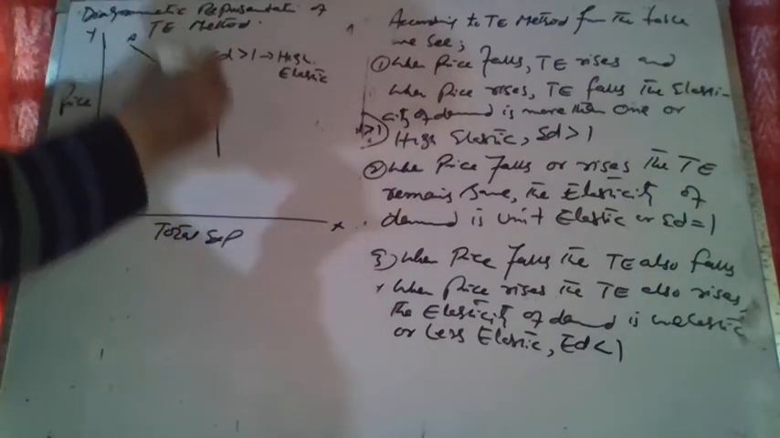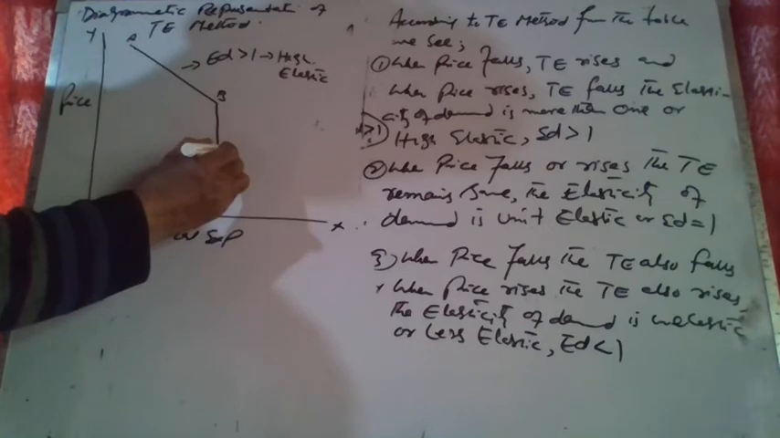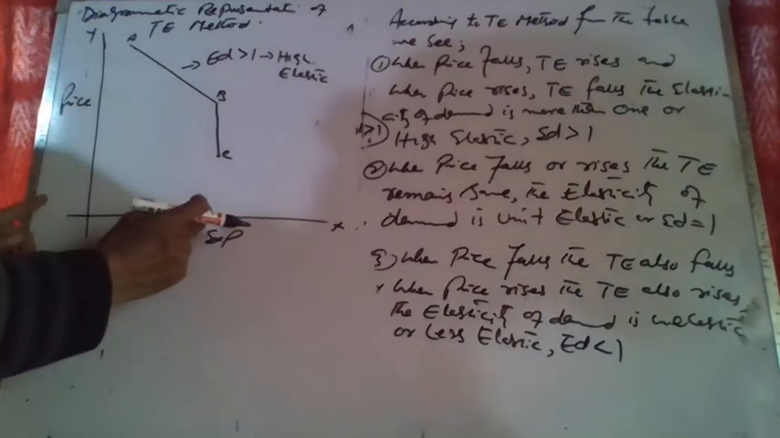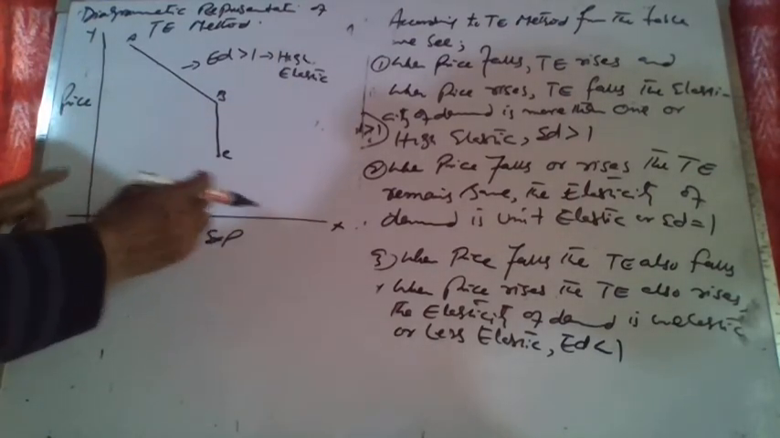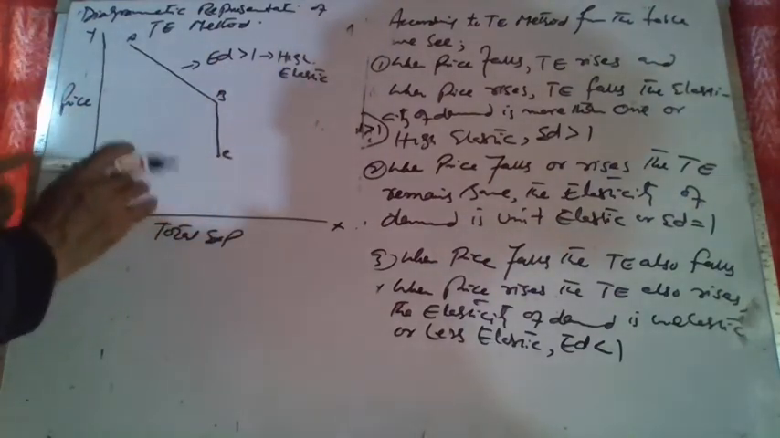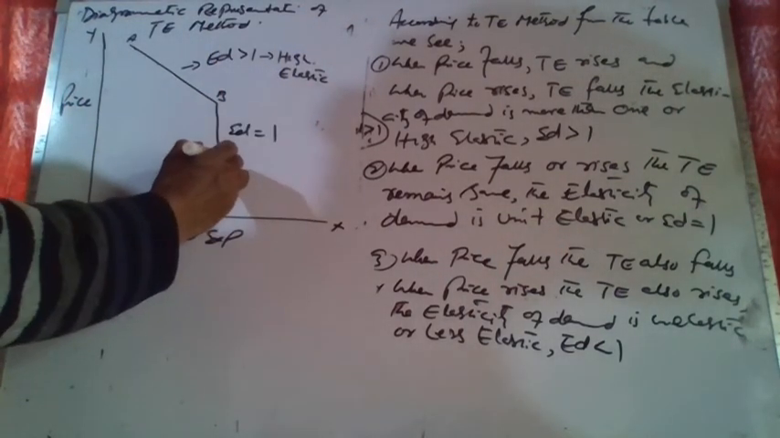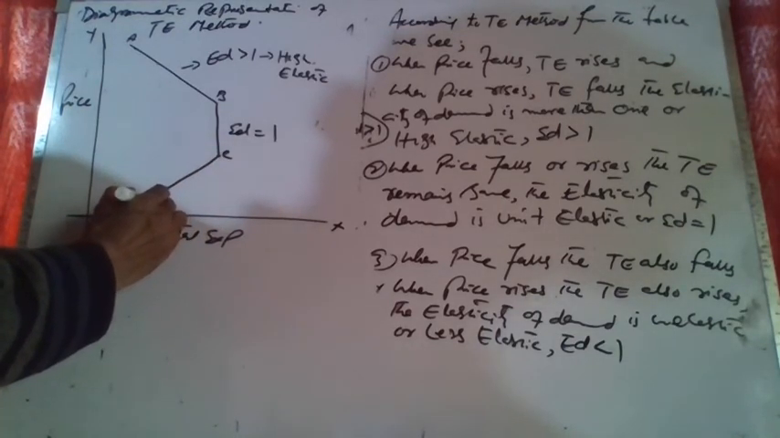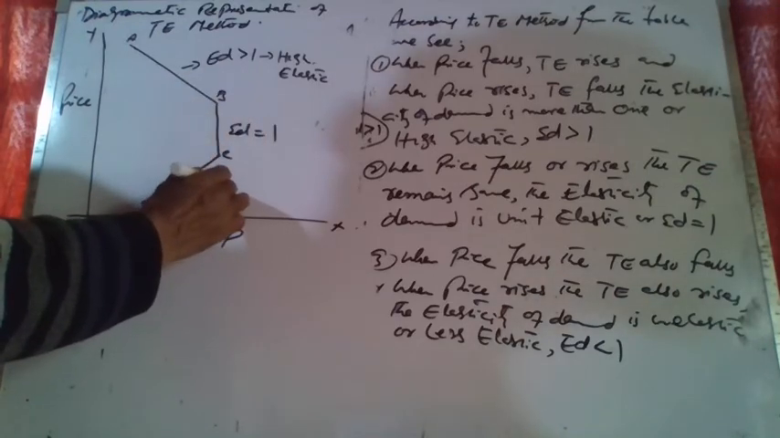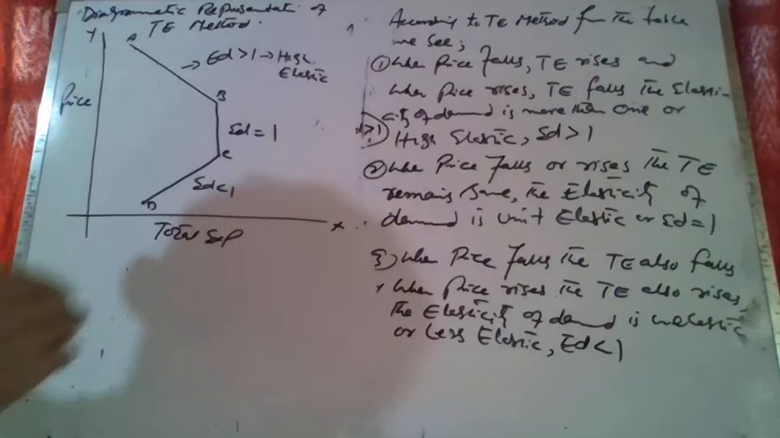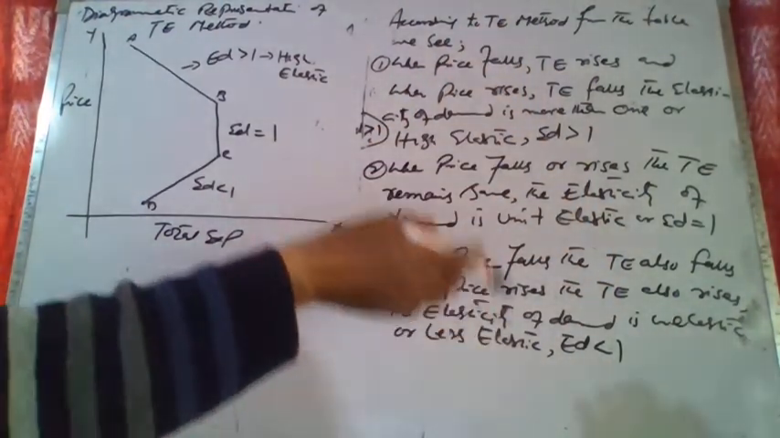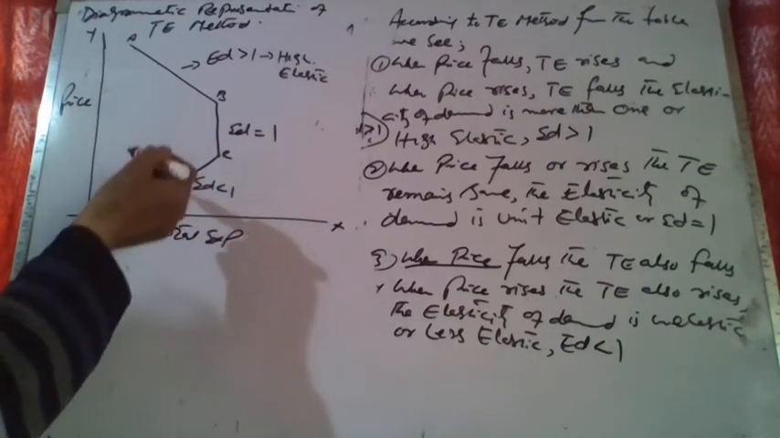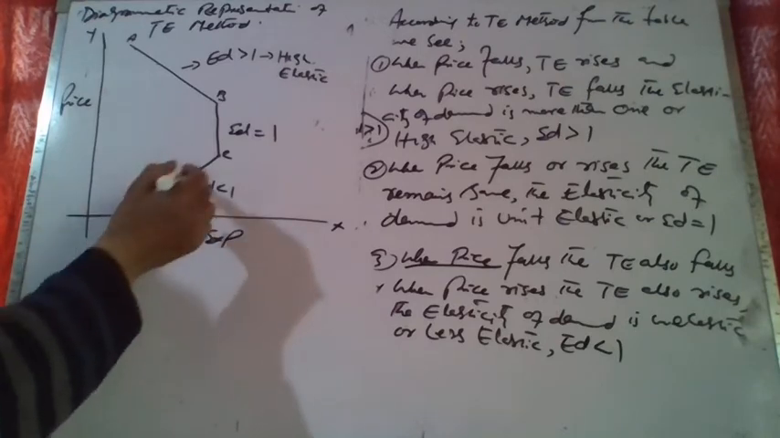For example, when there is the next stage from B, it shows price falls or price rises, total expenditure remains the same. When total expenditure remains the same due to fall or rise in price, the elasticity of demand is equal to 1. Also, when this stage comes, from C to D, it shows elasticity of demand less than 1. That means this is the third stage. When price falls, the total expenditure also falls. When price rises, the total expenditure also rises from C to D.